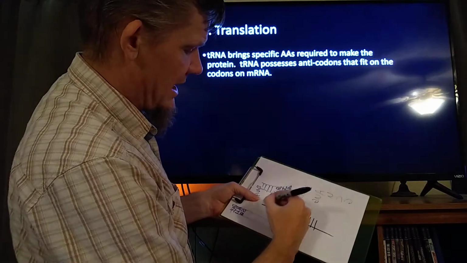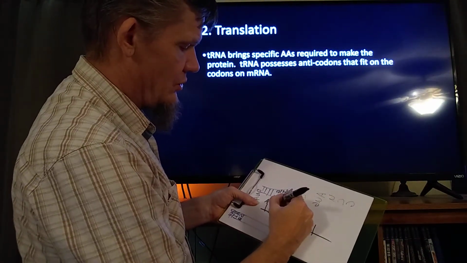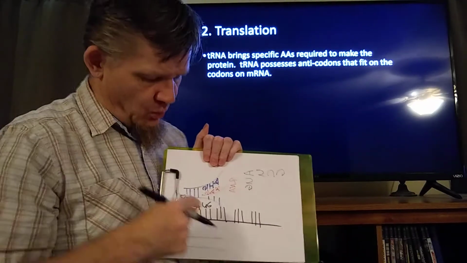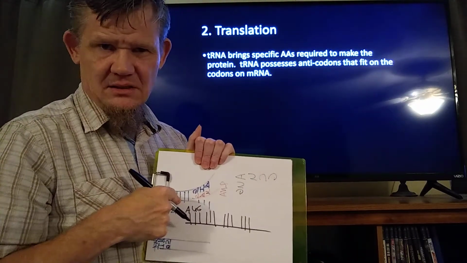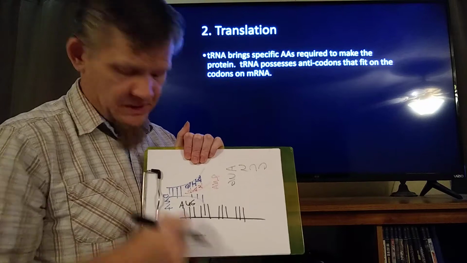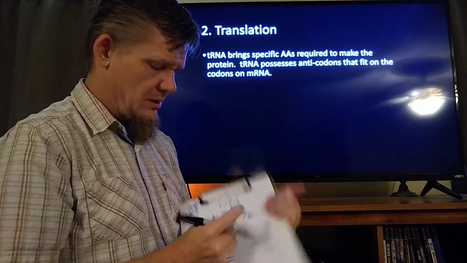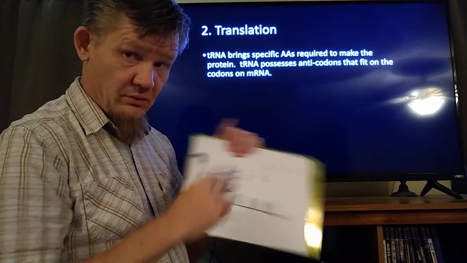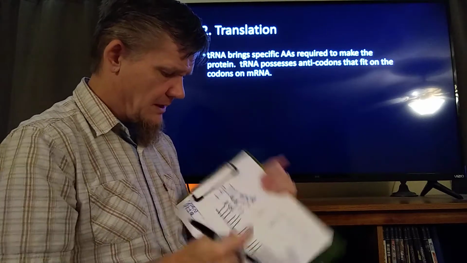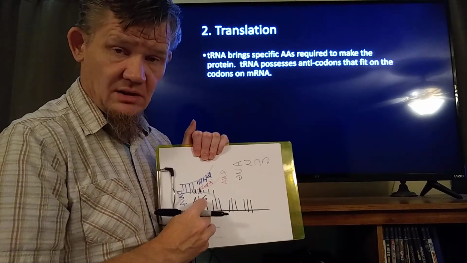But if this is an A and a U and a G, well, what is the RNA opposite of this code? What is the RNA opposite of an A? Well, that's a U. What is the RNA opposite of a U? Well, that's an A. And what's the RNA opposite of G? Well, that's C.